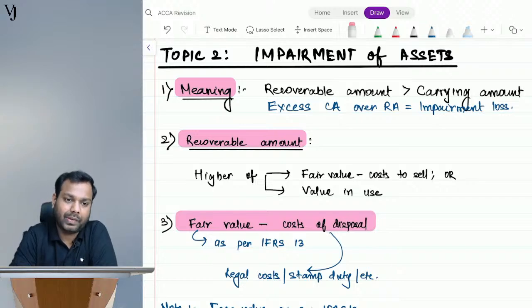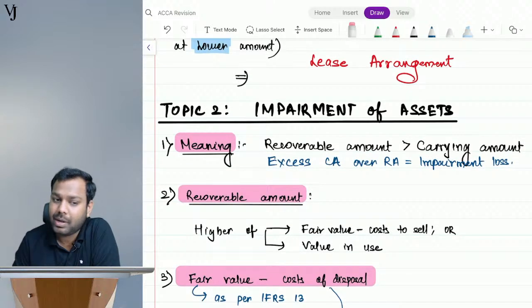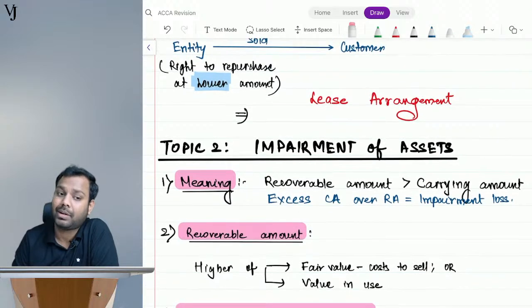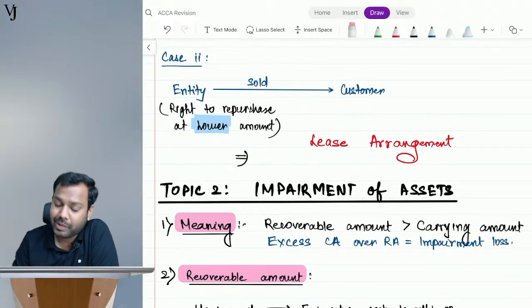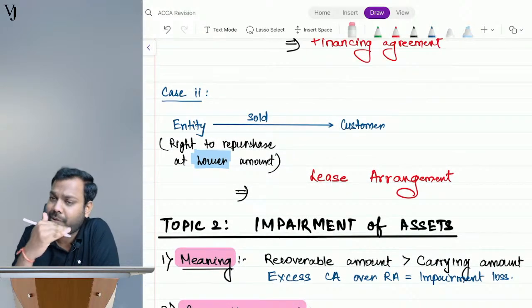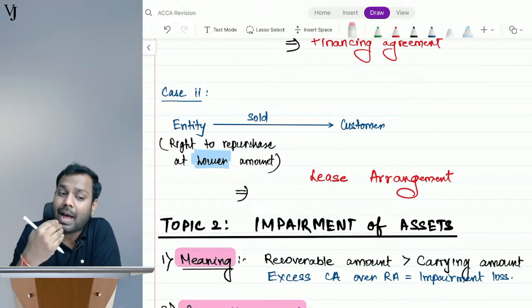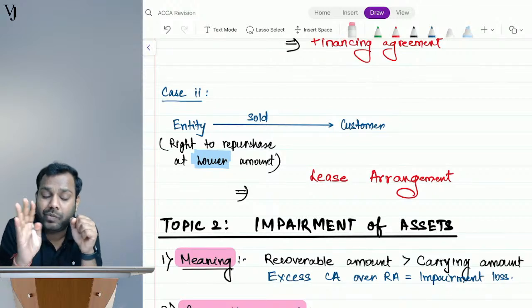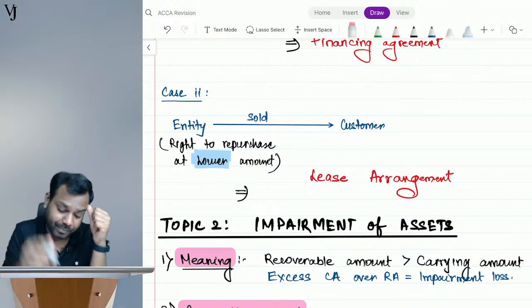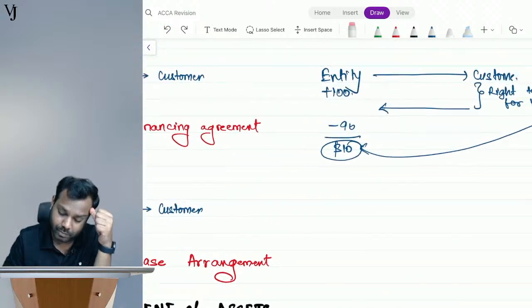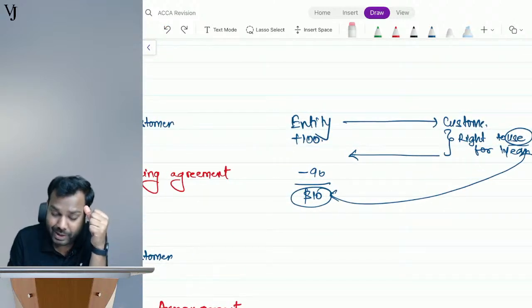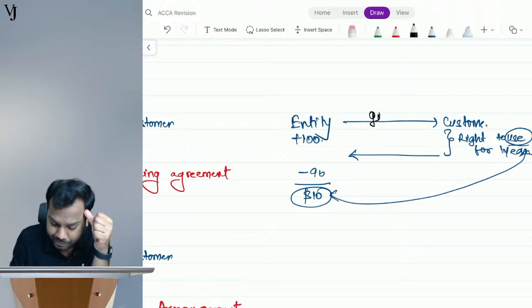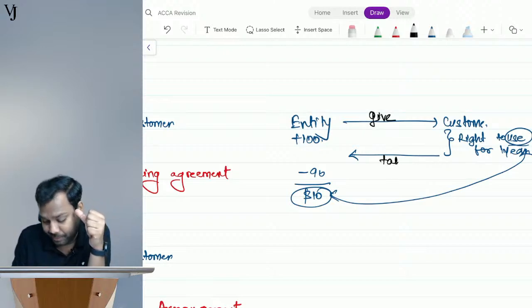The second one is a sale and lease back. No, Vishaka, it's not a sale and lease back. Am I saying that I am selling and taking the asset back on lease? No, I am saying that I am giving on lease. I give the asset, and I take the asset back.